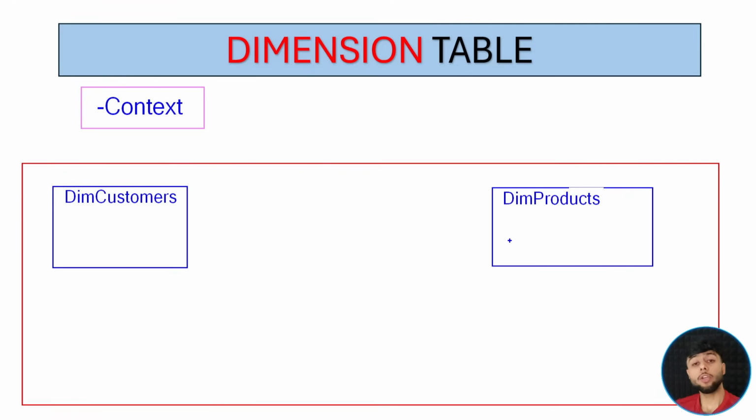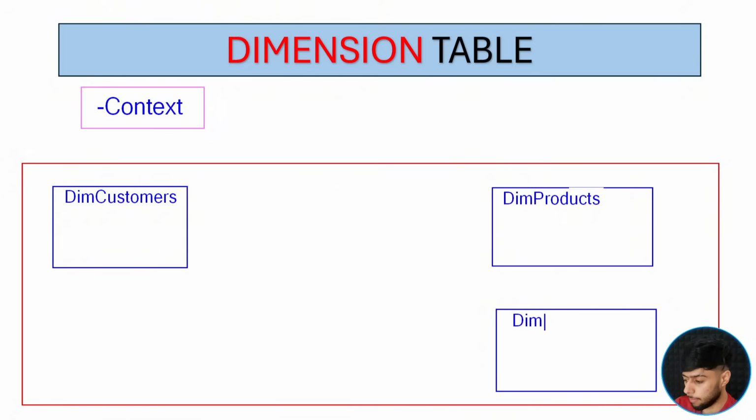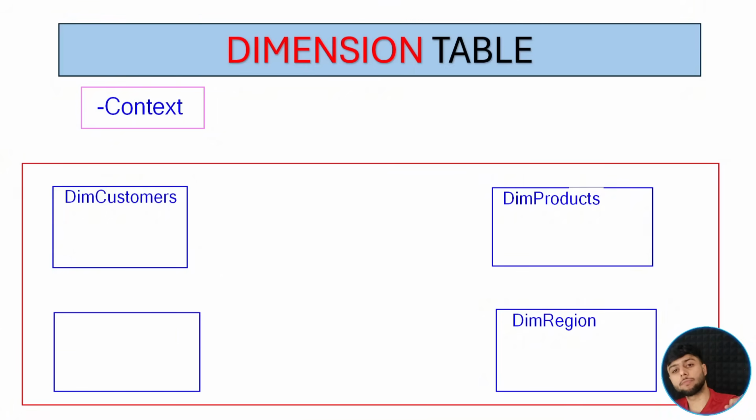Now you would have seen something called region, which is a different context. So we will be creating a different dimension table here for region. Let me just write it for you: dim region. Then you would have seen something else, let's say date. So we'll simply create dim date.